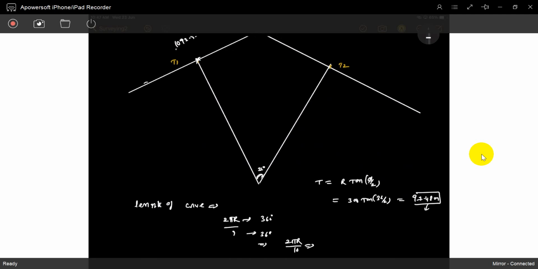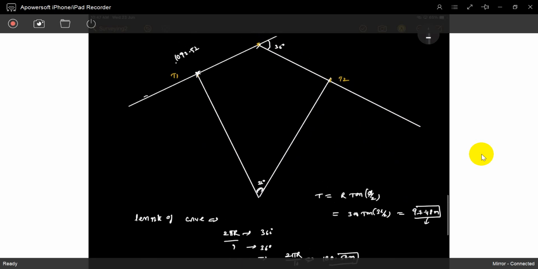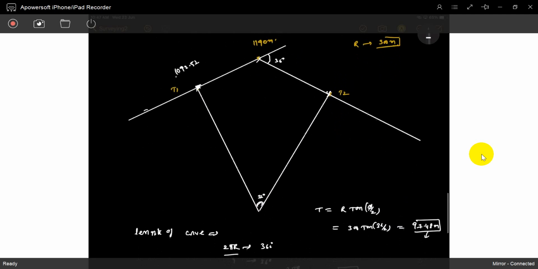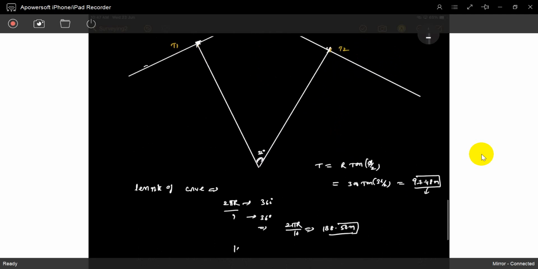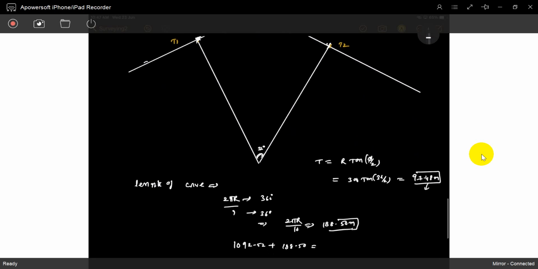So what is the value? Length of the curve is? How much is it? What is the value here? It is 188.5 meters. Okay, 188.5 meters. So it is 1092.52. This is just adding 1092.52 plus 188.50. So what is the chainage of the point?